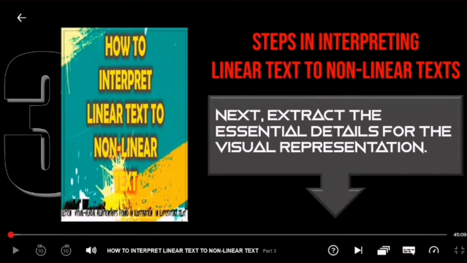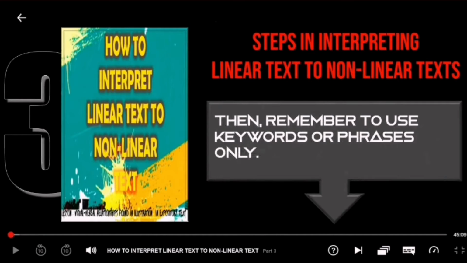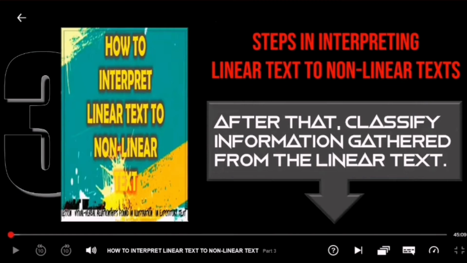Next, extract the essential details for the visual representation. Remember to include the important bits of information in your visual element. Then, remember also to use keywords or phrases only. It is important to include the most relevant keywords to help your readers find references or additional information. After that, classify information gathered from the linear text. That way, it will allow your readers to get insights from your presented textual aids quickly.